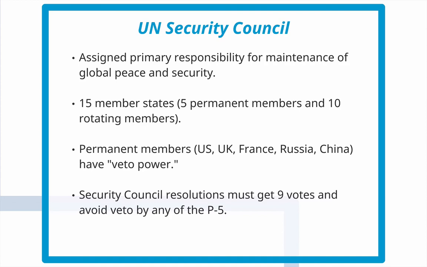The permanent 5 members are the United States, the UK, France, Russia, and China. Those permanent members emerged out of World War II. They were essentially the most powerful countries in the world in the aftermath of World War II.